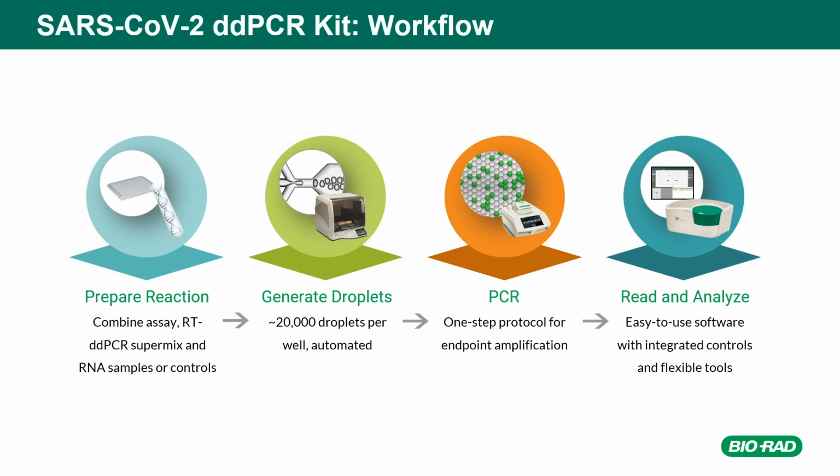The SARS-CoV-2 ddPCR workflow has 4 main steps. Preparation of the reaction, in which you combine your assay, RT, ddPCR supermix, and RNA samples or controls. Generation of droplets using 20,000 droplets per well on our automated droplet generator. Polymerase chain reaction using a one-step protocol for endpoint amplification, followed by reading and analysis of the droplets using easy-to-use software with integrated controls and other flexible tools.